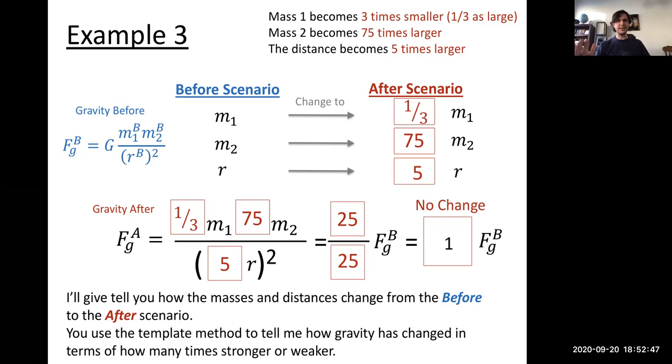The increase in the product of the masses, mass 1 times mass 2, is trying to make gravity 25 times stronger. They balance each other out. 25 times stronger, 25 times weaker. It's not going to change. It's going to remain in balance. It's going to remain the same as it was before.